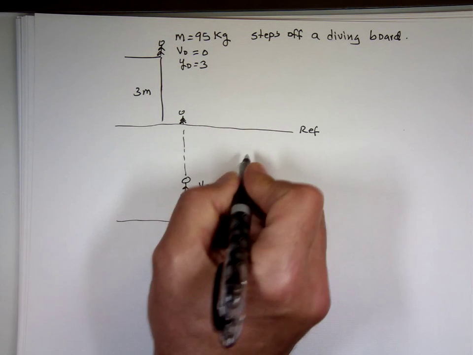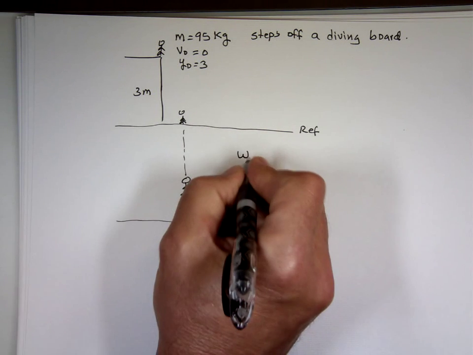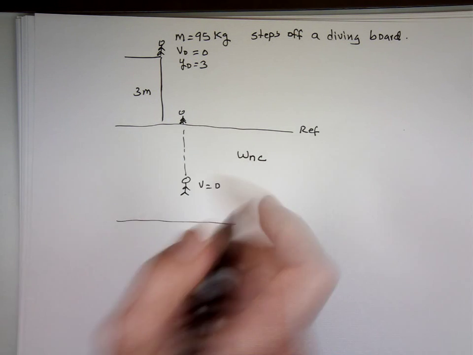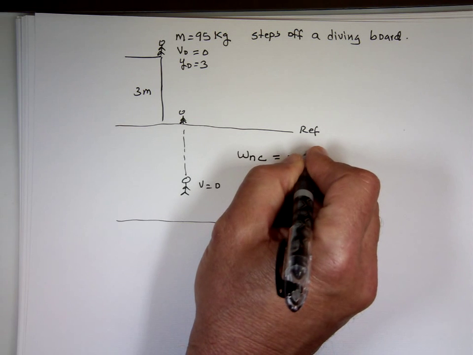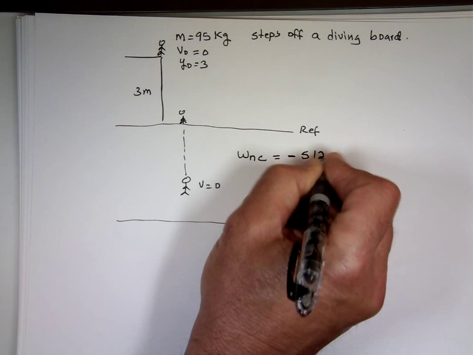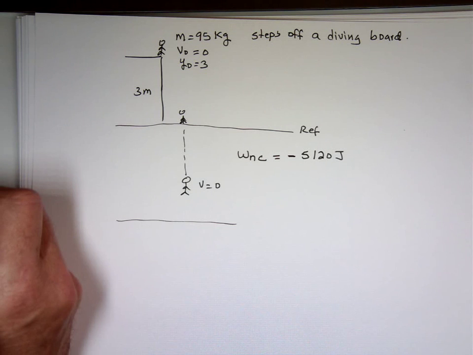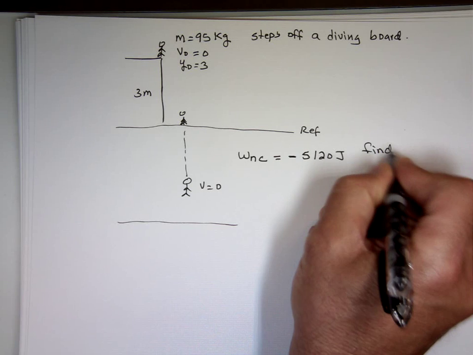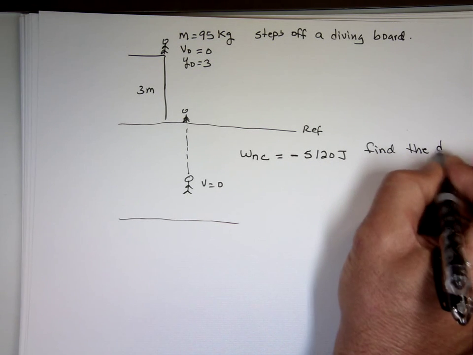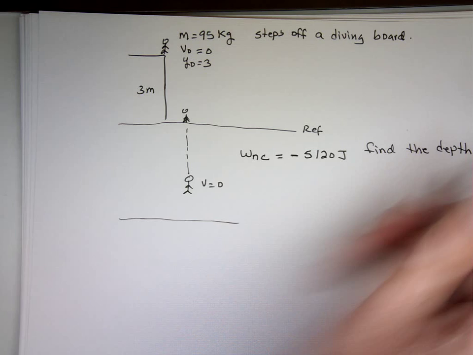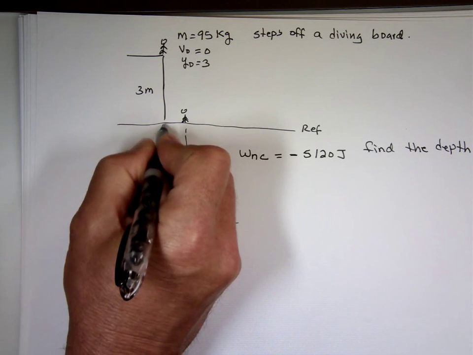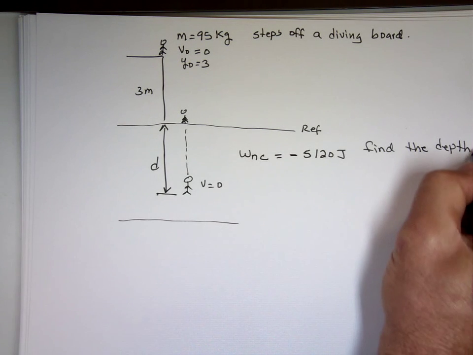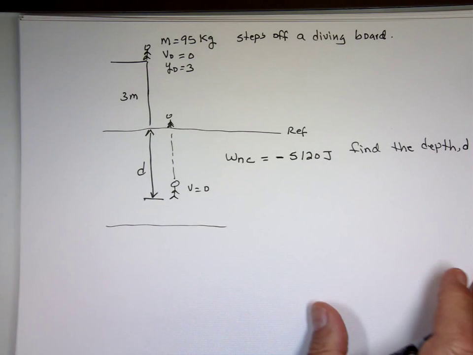Now, the work done by the non-conservative force, the friction force, I'm giving you that value. The work done by that force is equal to negative 5,120 joules, because it has to be negative. Find the depth of the water. Not the depth where he stopped, actually, the distance. How far did he go before he came to a full stop? That's what D is, depth. Can you find what D is?